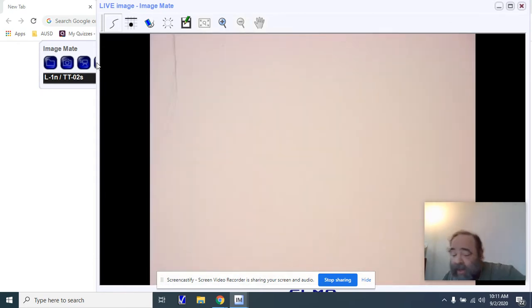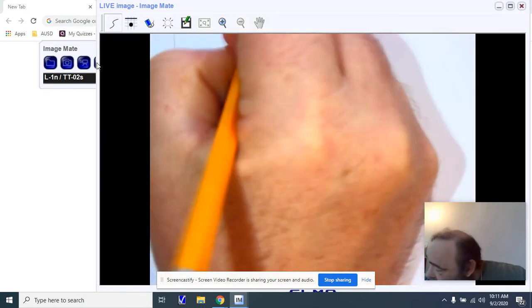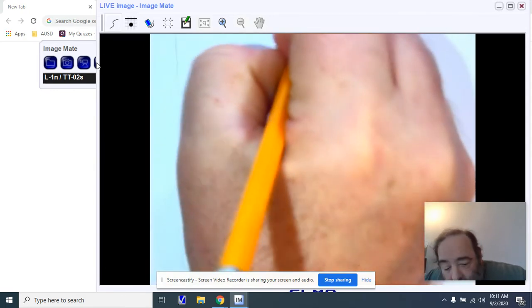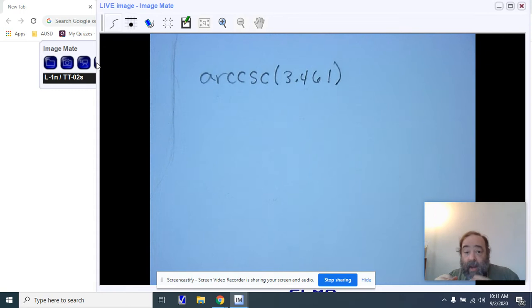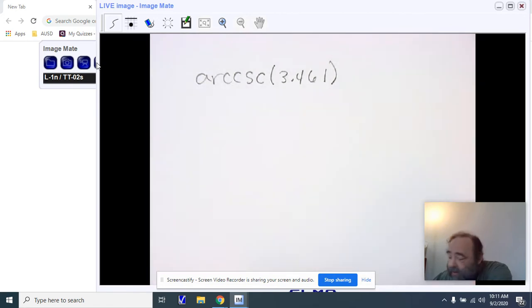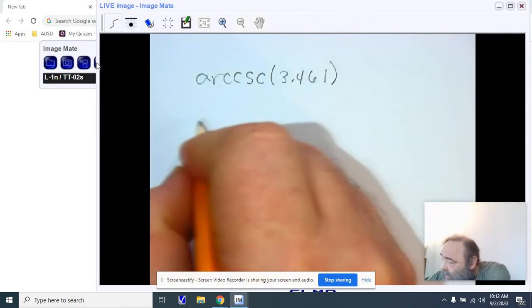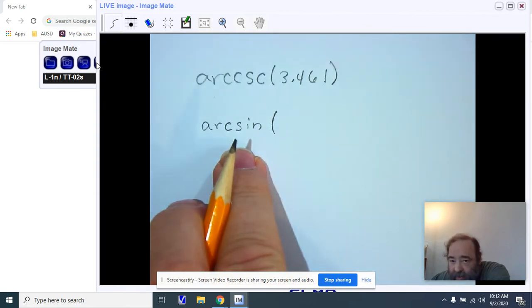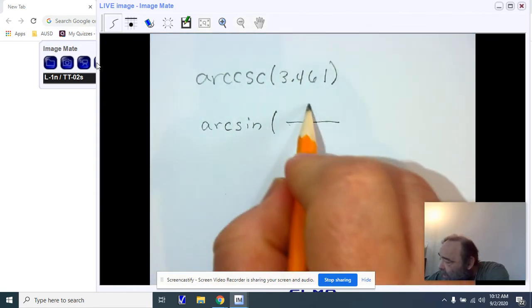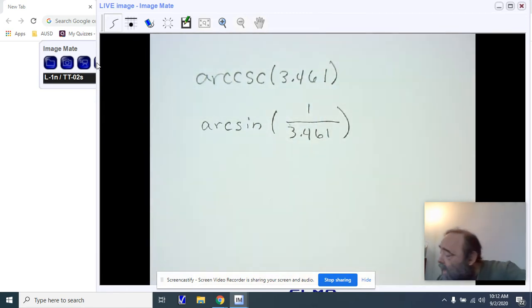The next question was asking you to find the arc cosecant of 3.461. Now, the whole idea here, Hornets, is being able to remind yourself how to solve. Now, one thing you need to remind yourself is that our calculator will only work with sine, cosine, and tangent. So we have to work with the reciprocal function, arc sine. But because we took the reciprocal of the function outside, we must take the reciprocal of the piece inside. We can now plug this into our calculator.